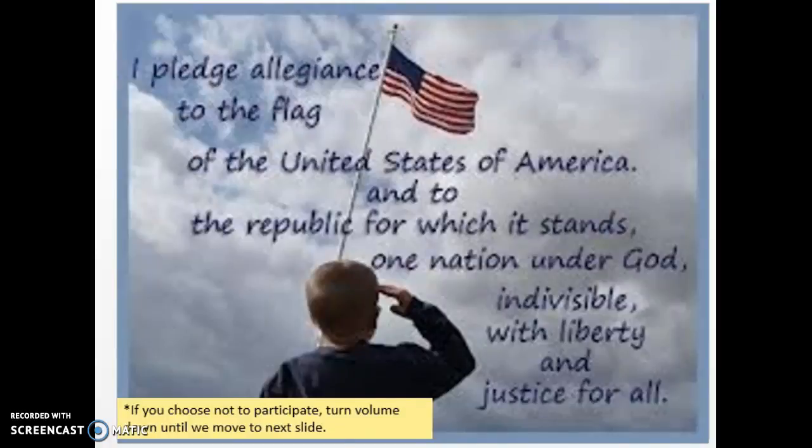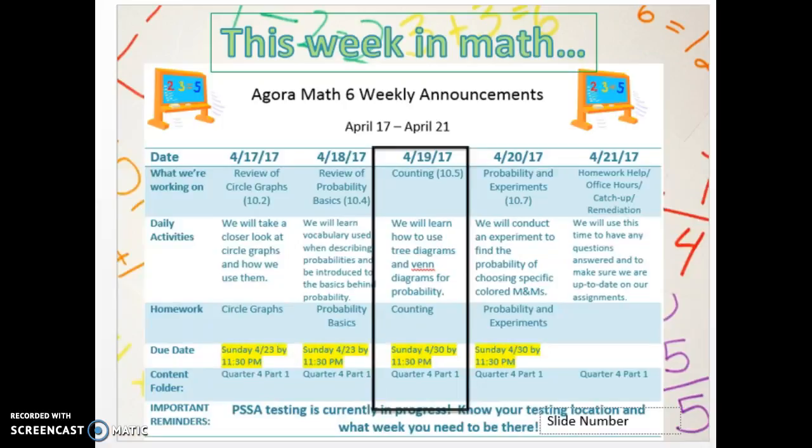We're going to take a quick look at this week. On Monday, you should have watched the recording of our circle graphs lesson from last Thursday. And yesterday, you should have watched the recording on our probability basics lesson from Friday. Both of these lessons have homework that are due on Sunday, the 23rd. Today, we are learning counting. We're also going to look at Venn diagrams. And this homework will be due on the 30th.